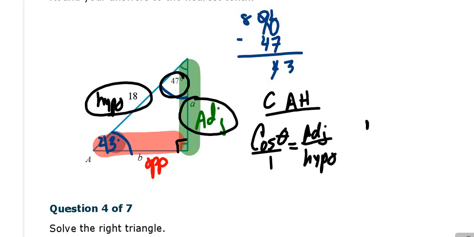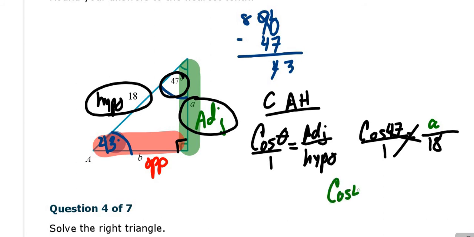So that would be cosine 47 degrees over 1 equals adjacent, which is going to be that variable a, over hypo, which is 18. Cross multiply. Cosine 47, keep parentheses around that, times 18 equals a. You put that in the Alex calculator and then round to the tenths place.